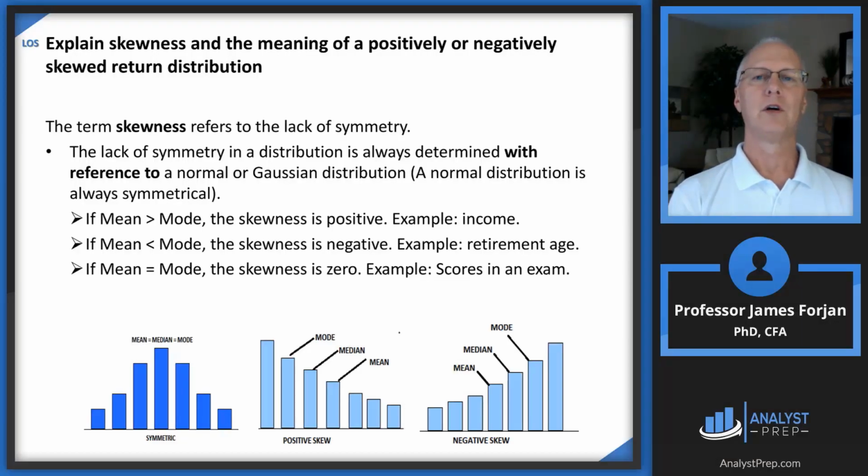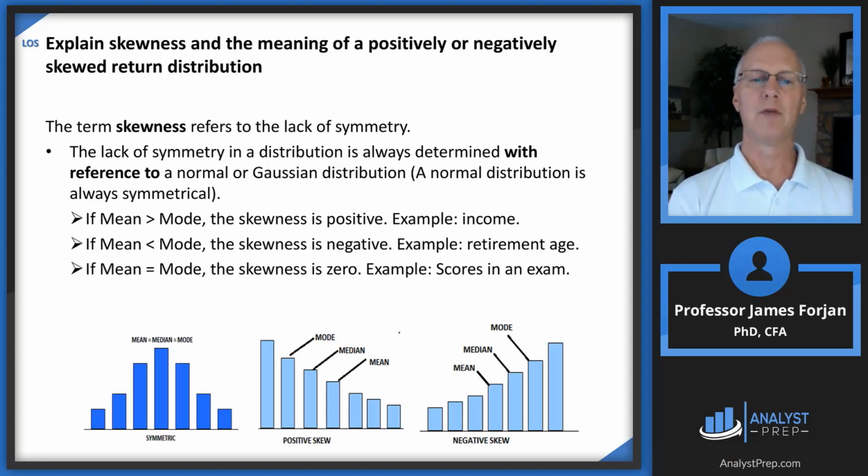All right, final LOSs here. Tell us about skewness and kurtosis. So this one says to explain skewness. Now remember, back in the very beginning, we talked about the mean and the standard deviation. Those are the first 2 moments of a distribution. Skewness is the 3rd moment of the distribution.